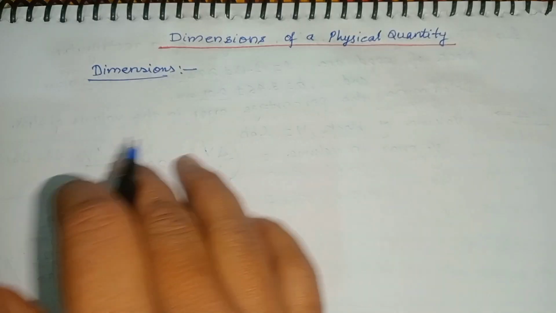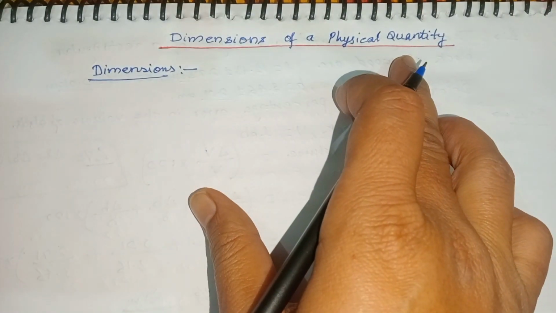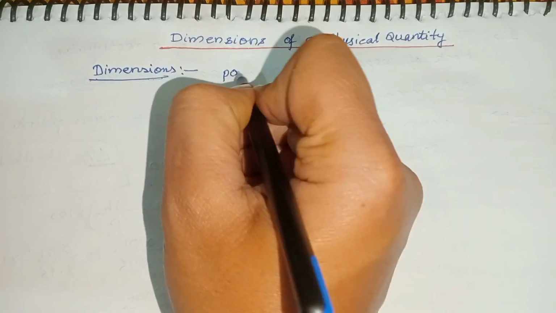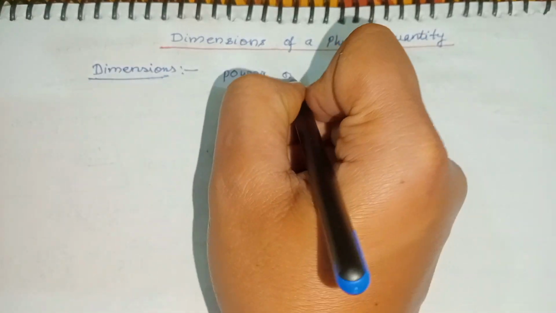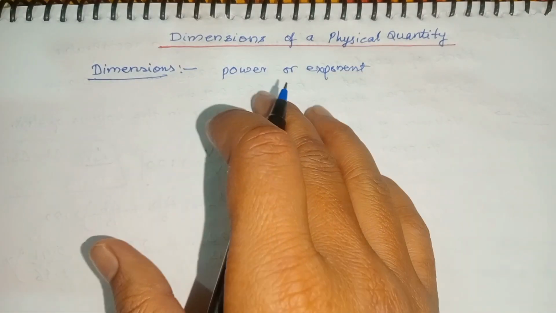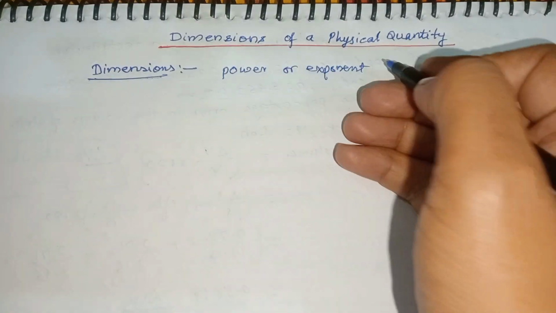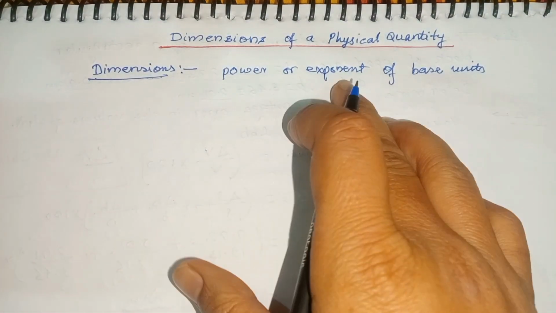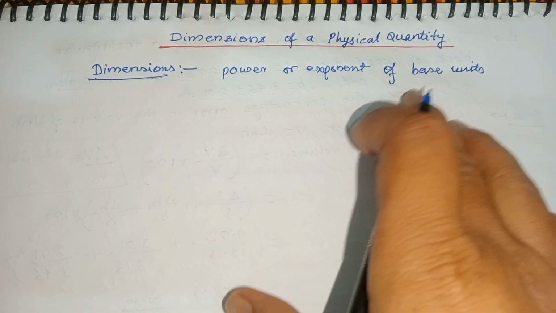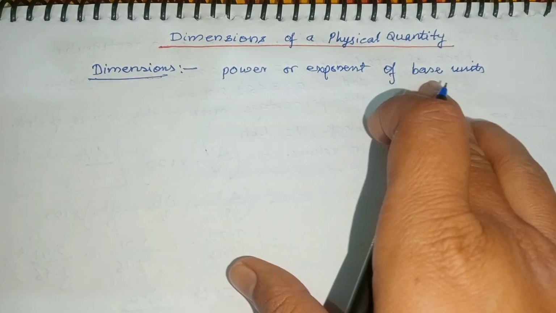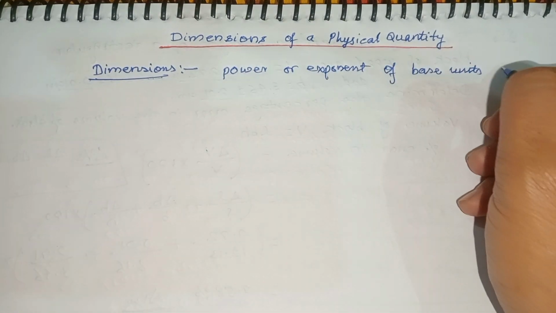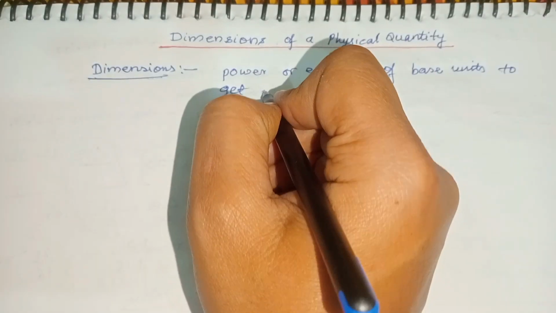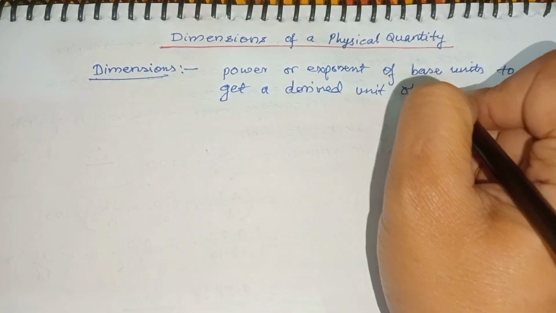Let's study dimensions of a physical quantity. What is this term? Dimension is in fact a power or exponent. This is power or exponent of what? Exponent of base units. And why is the power raised to the base units? To get the derived unit of that quantity.